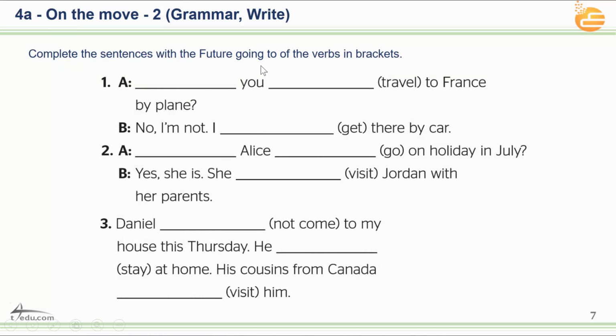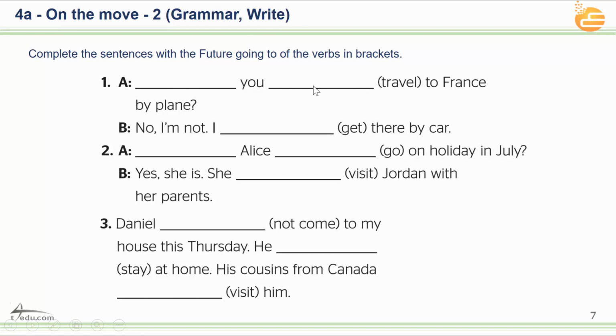Complete the sentences with the future going to of the verbs in brackets. Let's see. Number 1. A. You travel to France by plane. So I want you to use going to. What should we say? You. Before you, we have to use are. Exactly. Are you?